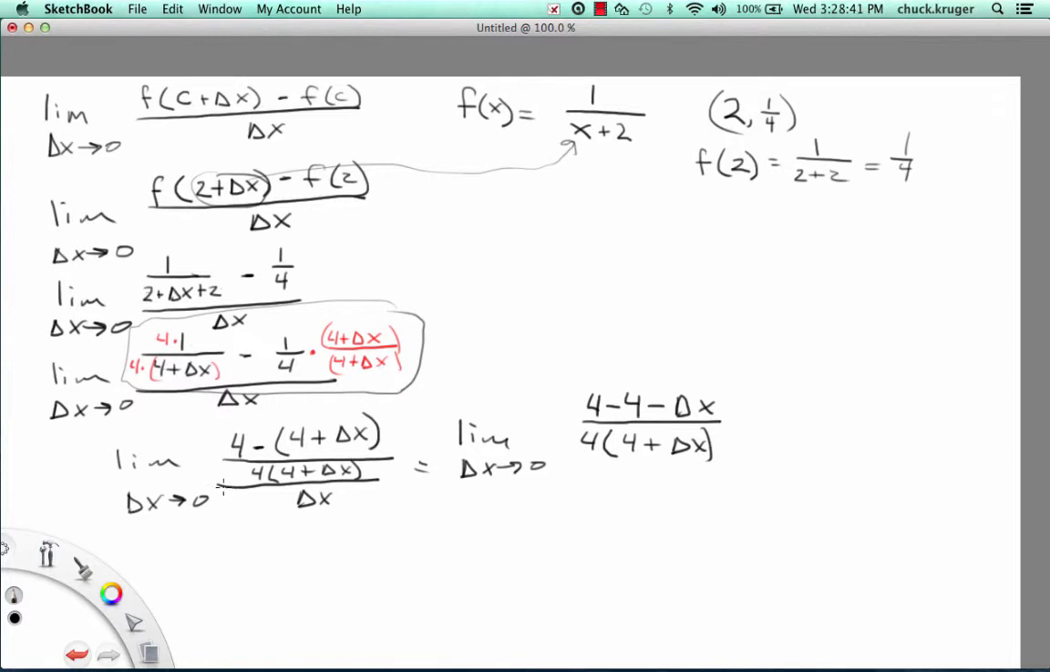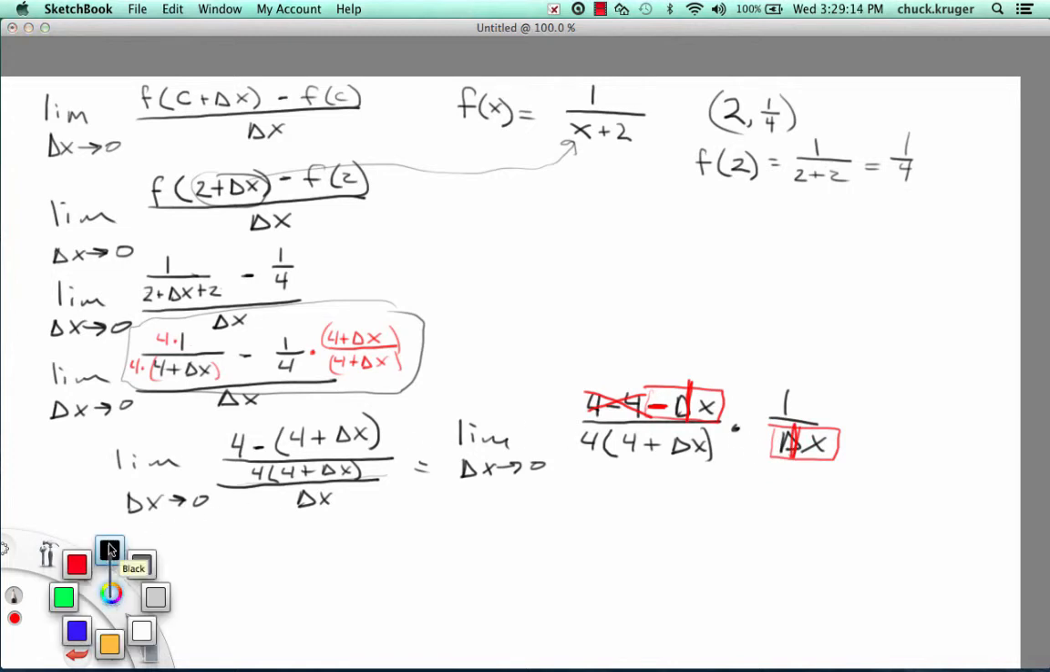And instead of dividing by delta x, I'm going to multiply by its reciprocal, which is 1 over delta x. And I'm going to have some simplification going on. Right here, these will be gone. And I'm left with a negative delta x, because I'll have 0 minus delta x, which is a negative delta x. And down here, I'll have delta x. And these can simplify to a negative 1 up here.